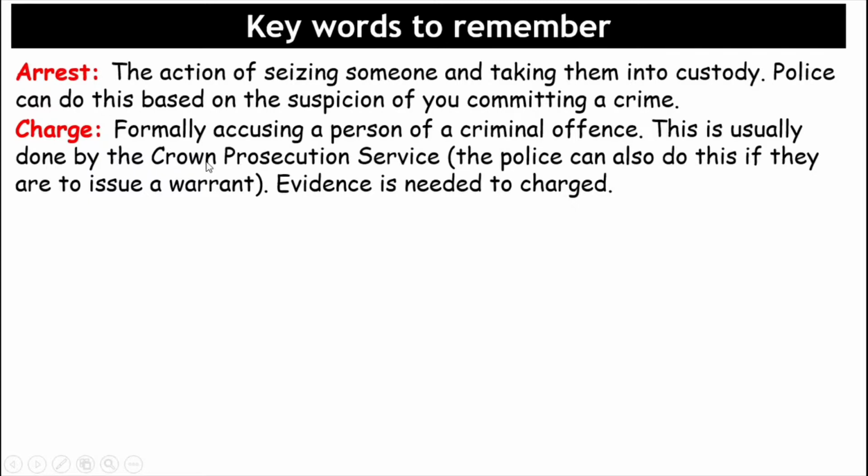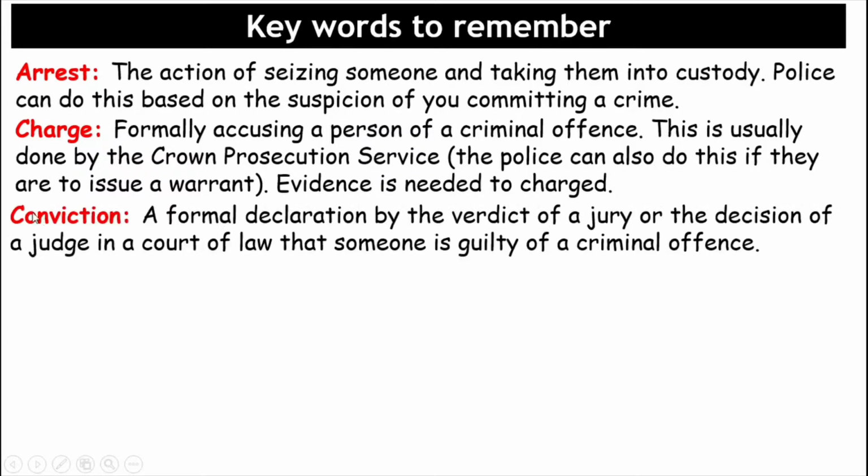This is usually done by the Crown Prosecution Service, also known as the CPS. Police can also do this if they are to issue a warrant. Evidence is needed to be charged, as opposed to just suspicion for arrest. Conviction. This is a formal declaration by the verdict of a jury in a court, or the decision of a judge in a court of law, that someone is guilty of a criminal offence. Conviction exists once someone goes to court, the evidence is heard on both sides, and the individual is found guilty.